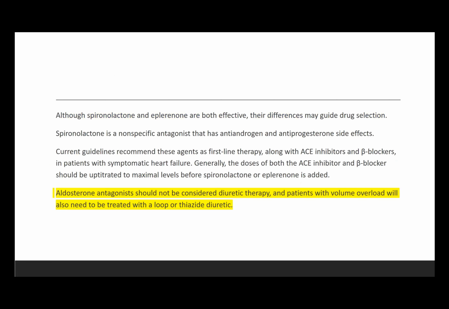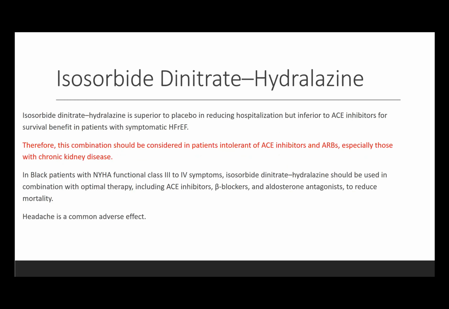Both of them are equally effective, but remember that spironolactone has more anti-androgen, anti-progesteronic side effects that may end up leaning you more towards eplerenone. And remember that they're not considered diuretics in this case. They're truly an additive medication to the regimen and not solely serving the purpose of diuretics. Or the isosorbide dinitrate hydralazine combination.